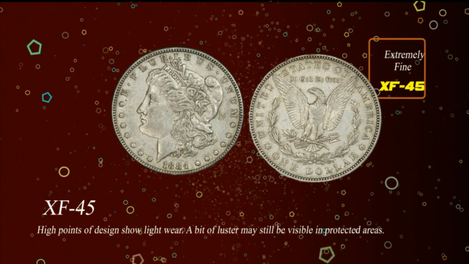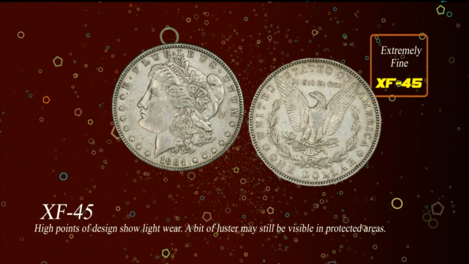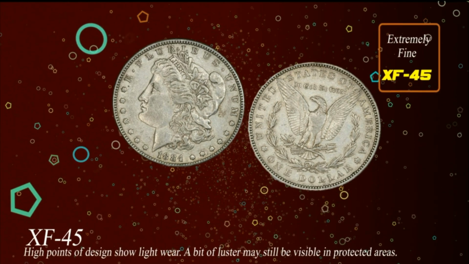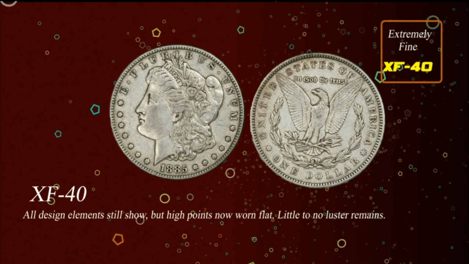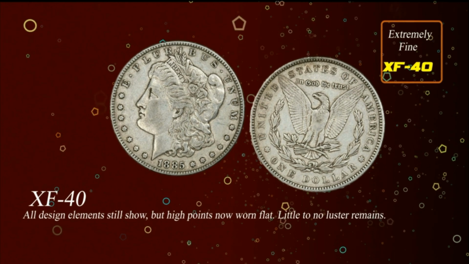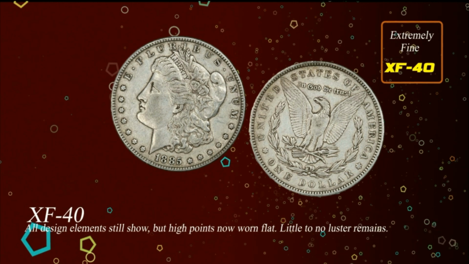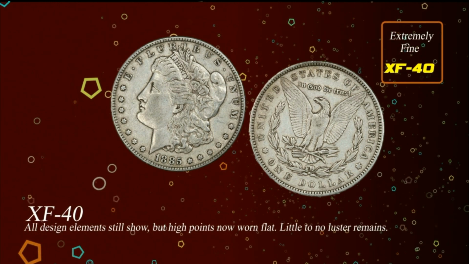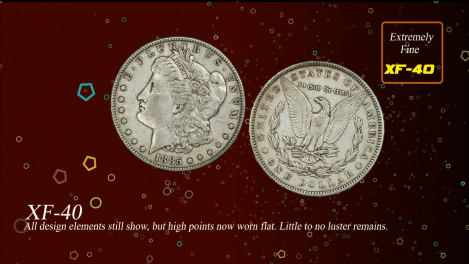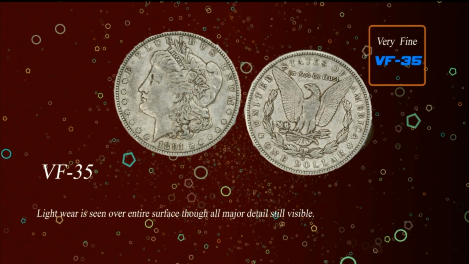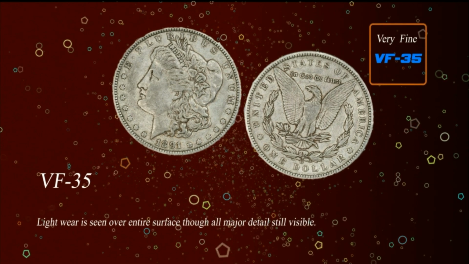Extremely fine or XF45. High points of design show light wear. A bit of luster may still be visible in protected areas. Extremely fine or XF40. All design elements still show, but high points now worn flat. Little to no luster remains. Very fine or VF35. Light wear is seen over entire surface though all major detail still visible.